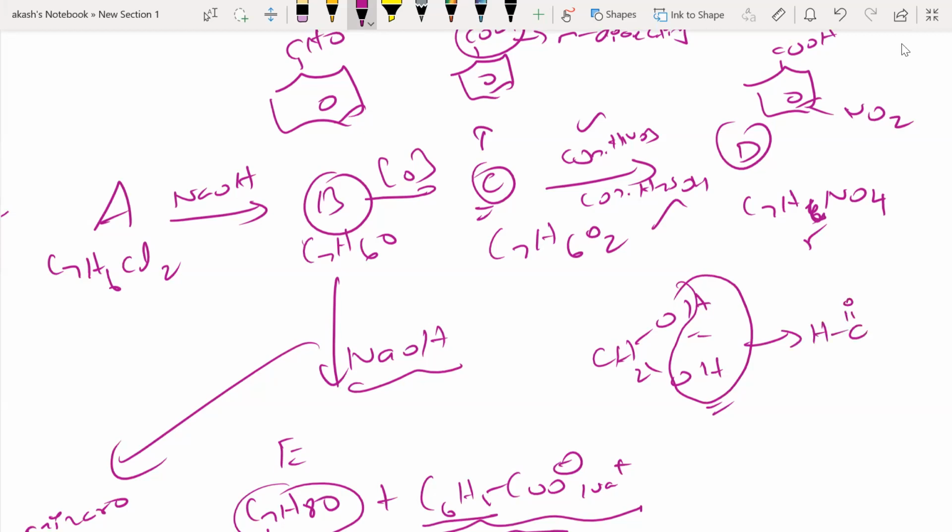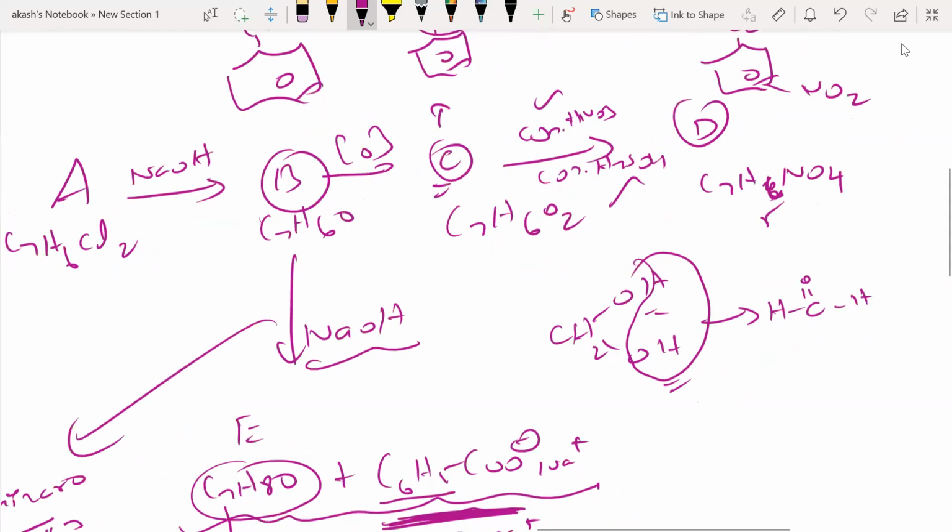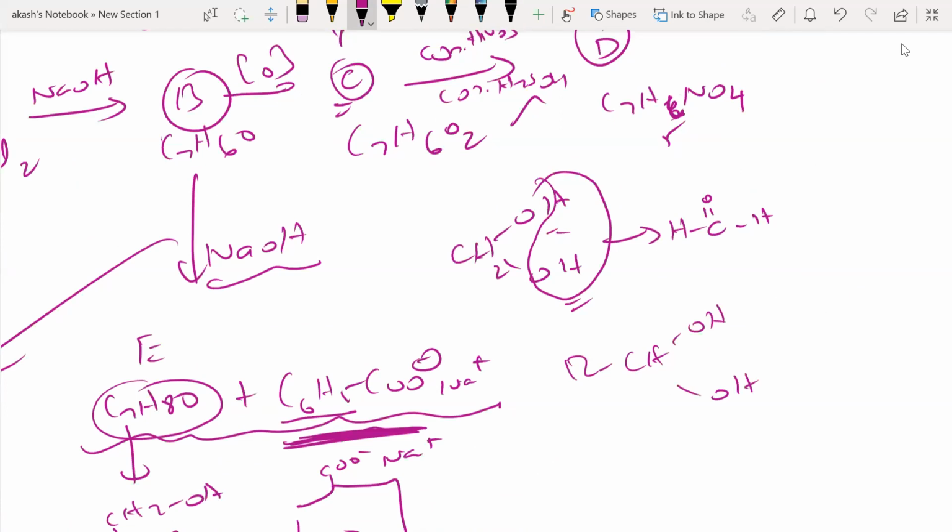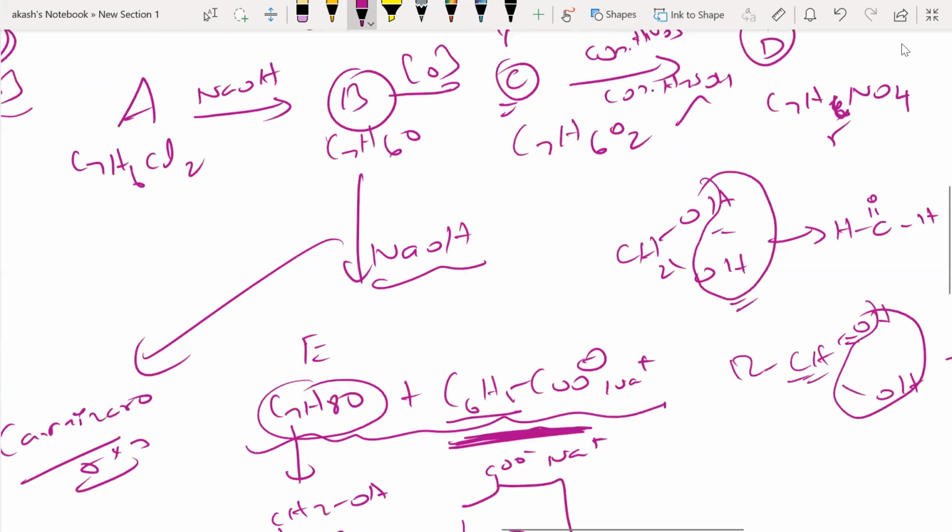That's what will come. Or if you're doing it like this, say when I have R, CH, OH, OH, again it is unstable. You remove this, all that is remaining is RCHO. Now that is what is used in this reaction also.